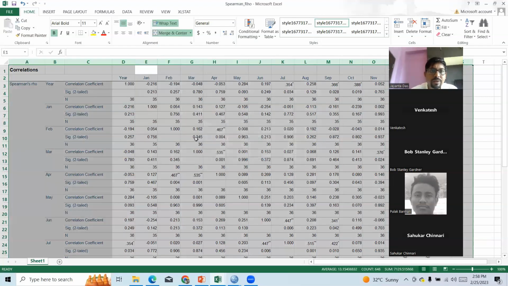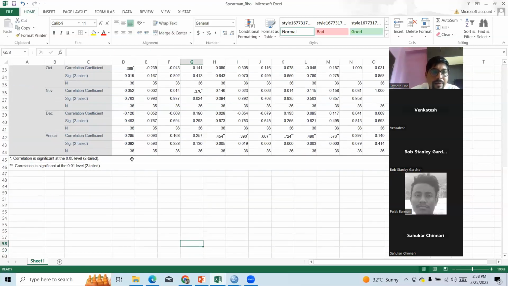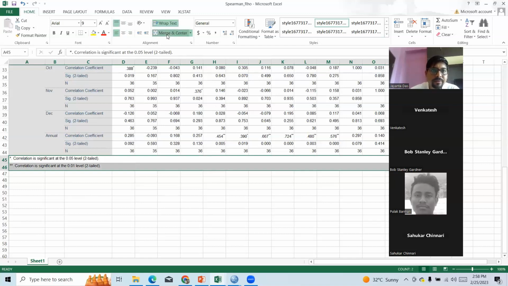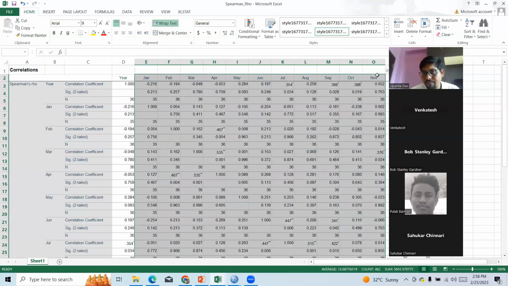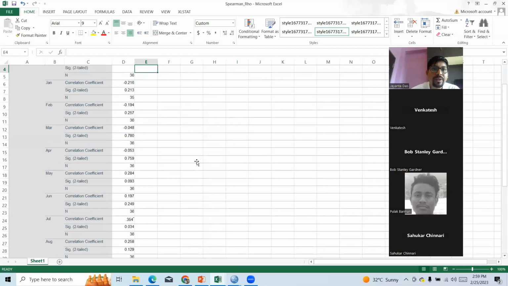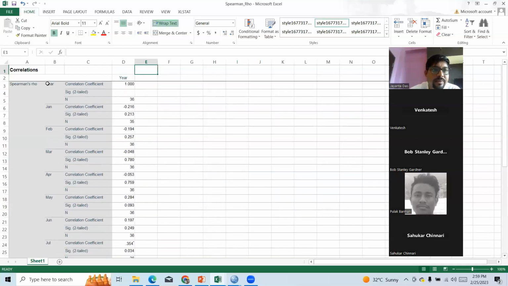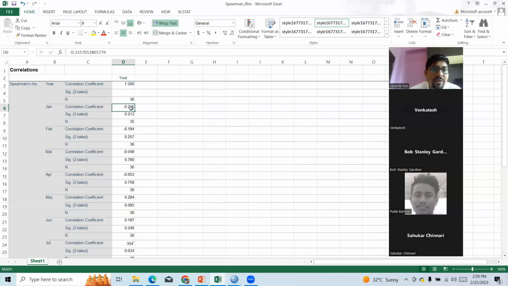Okay, no, because there are some. Okay, here. Unmask it first. No need for this correlation matrix. We need correlation of year with the others. Here, Spearman Rho year correlation. Okay, that's year to year. And this is year to January month. And this is year to February month. This is year to March month.